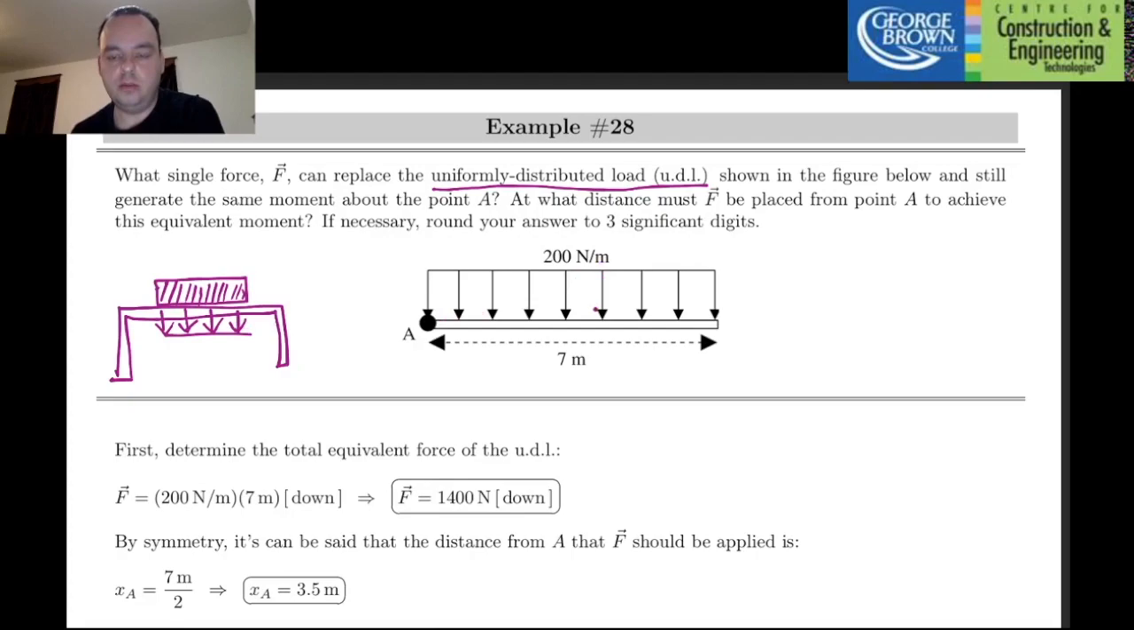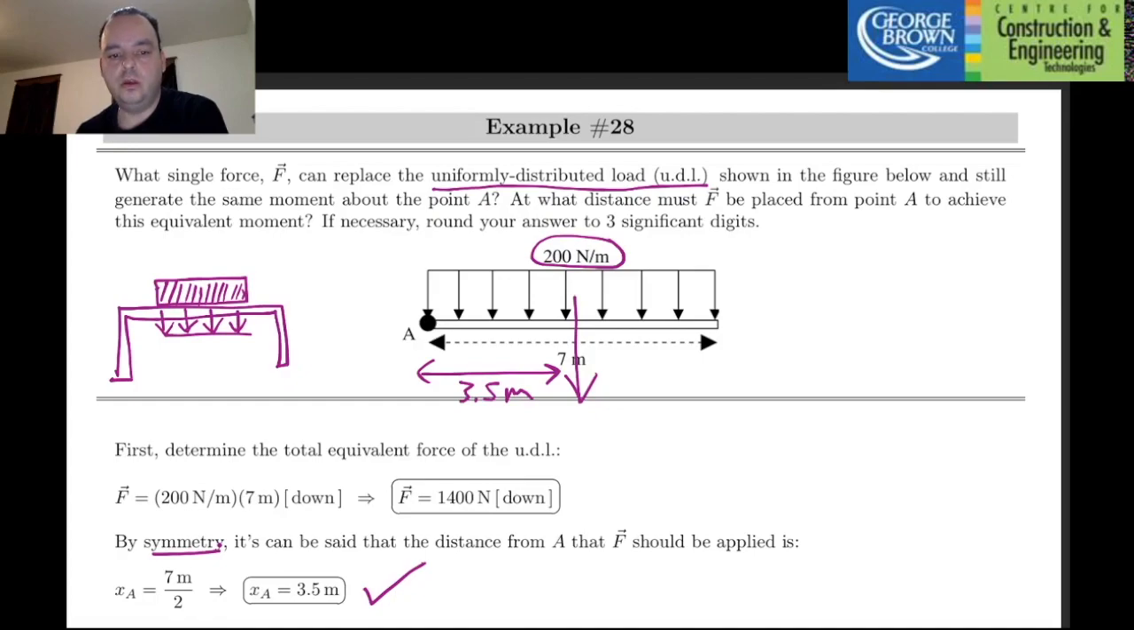So in this example, what we want to do is take this UDL of 200 newtons per meter. Notice that it is some sort of a density. Newton per meter is a force per length. And we want to replace that force with a single force. I think you can see by symmetry that this force is going to be 3.5 meters along the cross section of the beam, or in other words, half of 7 meters. And that's what you see here, symmetry.